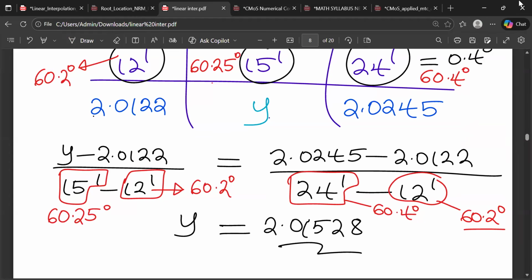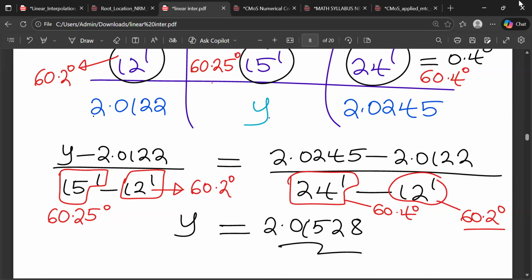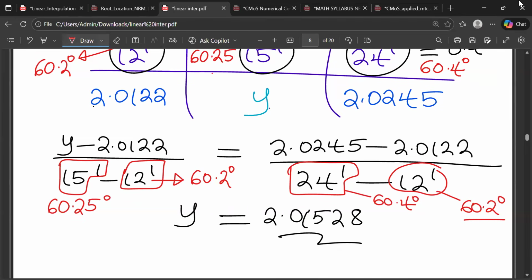This is 60.25 minus, this is 60.2, you get that, divided by 0.2. Then we add on to 0.0122. Do you see that we are getting the same answer?